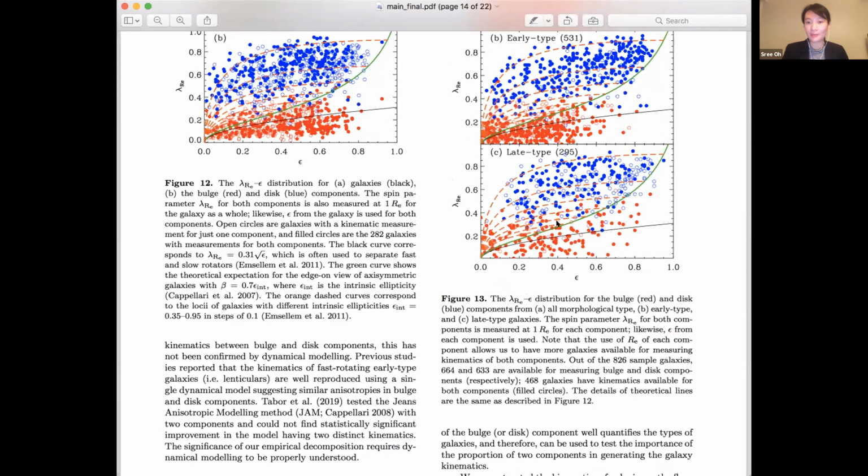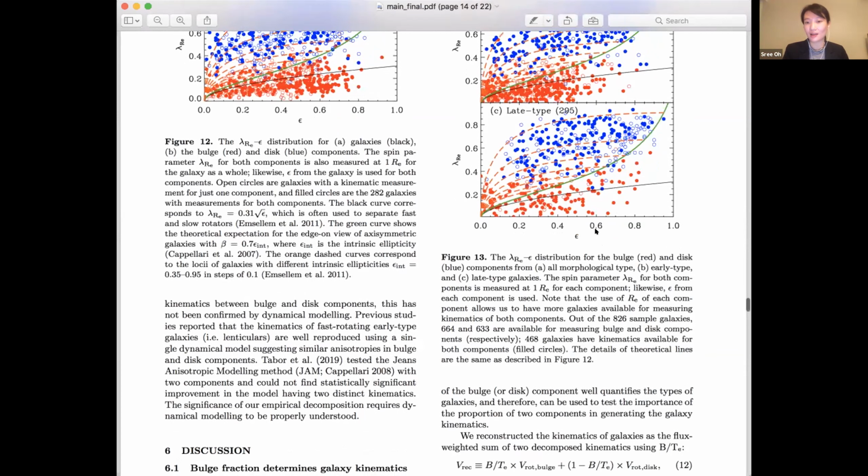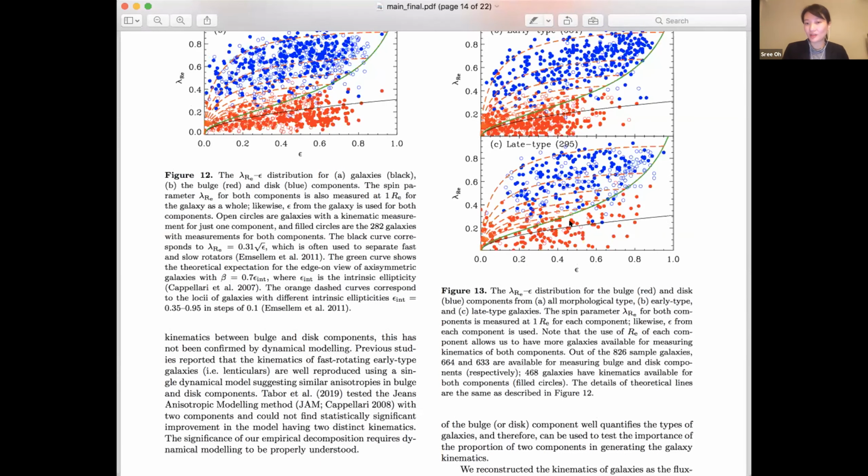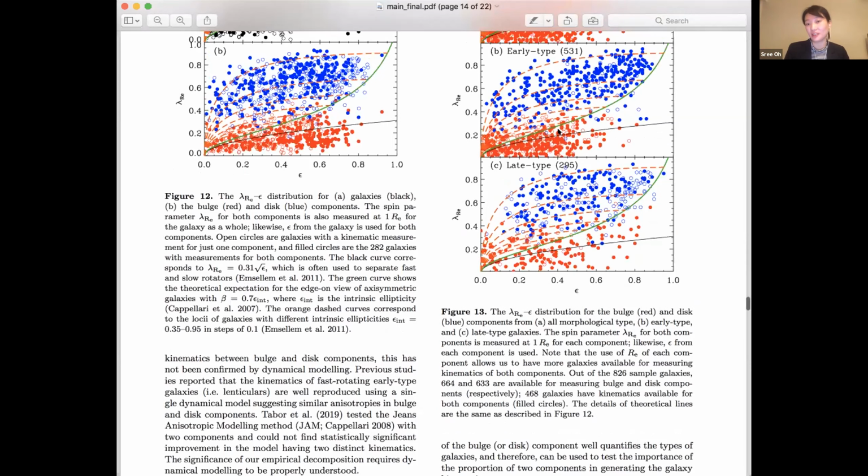However, for late type galaxies, their bulge components are more spread over toward the higher values of lambda R and the higher values of the ellipticity. That means the bulge components for the late type galaxies are more rotationally supported than the bulge components from the early type galaxies. So that is a bit I would like to share.